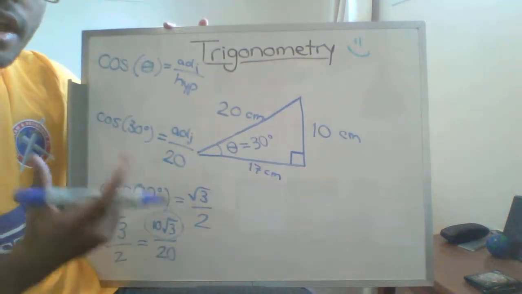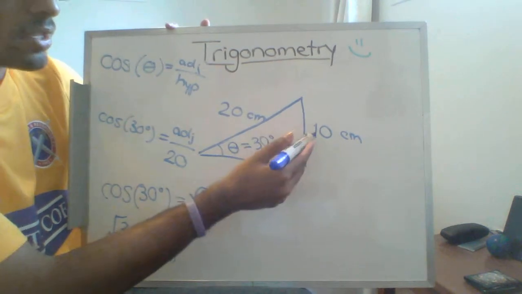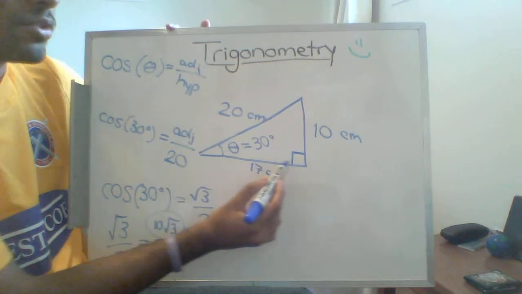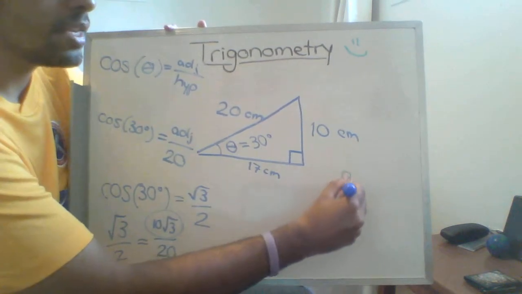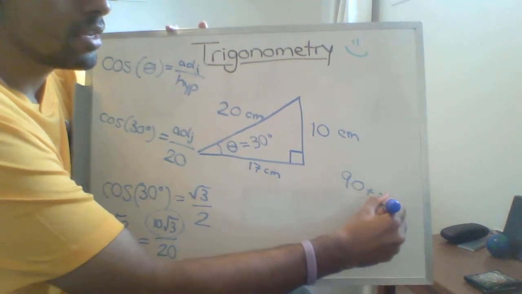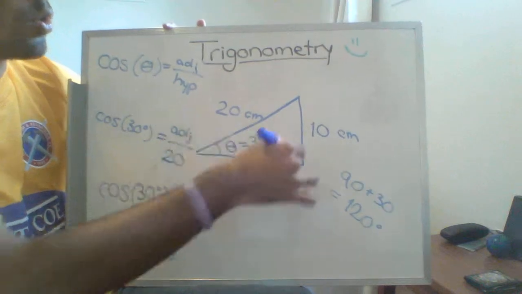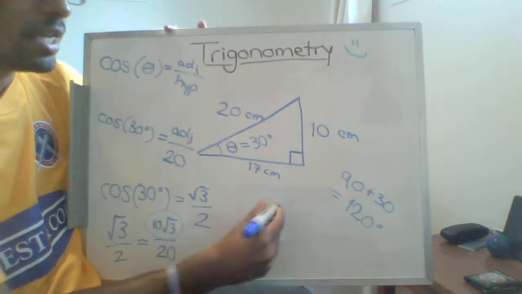We're almost done. I asked for all the sides, and I asked for all the angles. We've got all the sides, 10, 17, and 20, and we know 2 of the angles already. We know this one is 90, we know this one is 30. 90 plus 30 is 120, and we know that the total sum of all the angles inside a triangle is 180.